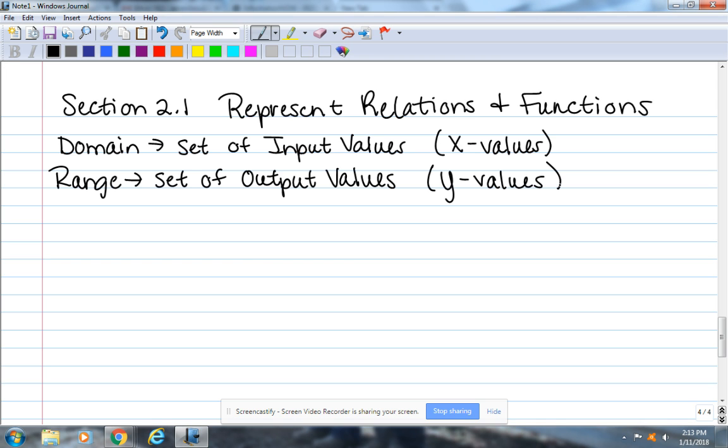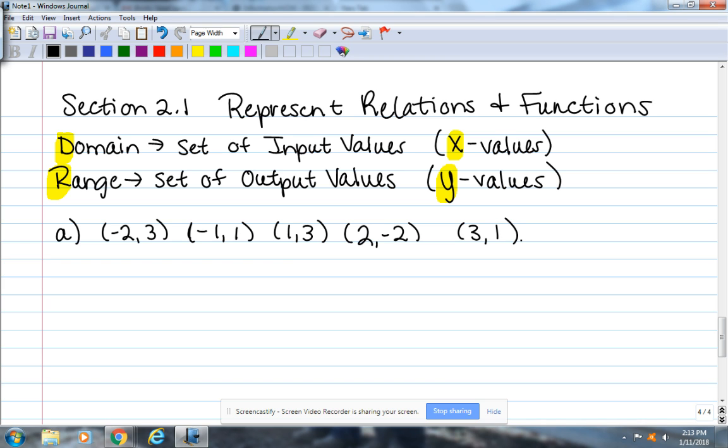If you get them mixed up, it's in alphabetical order. X comes before Y, D comes before R. Right? So if you get them mixed up, that's one way you can remember. All right, so let's start with a relation, which is a set of ordered pairs. Let's say we have this set. All right, so that is a relation.